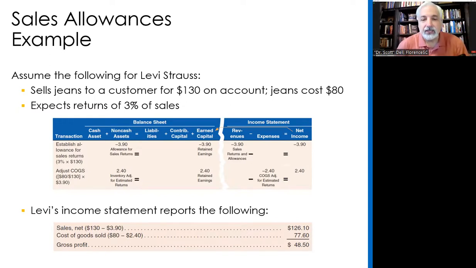We have an estimation of an allowance to the returns and allowance account here for a $130 pair of jeans. They cost us $80, and returns are expected to be 3% of sales. So we make adjustments for that. We go ahead and allow, because we want at the day of sale to recognize not only if something's going to be returned and what percentage.